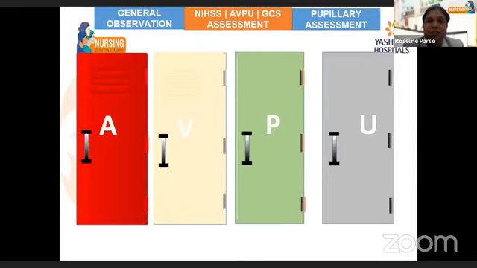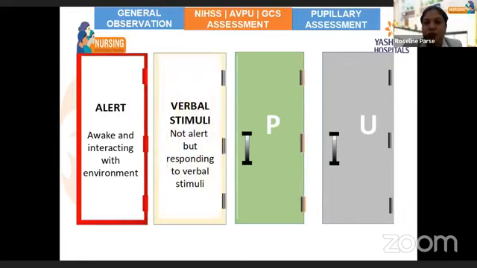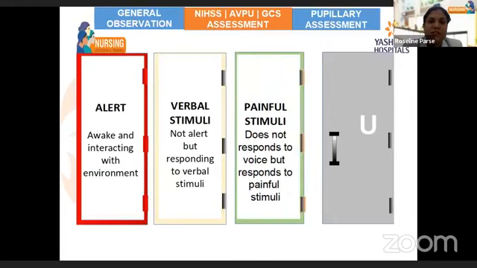The next scale that we usually follow is the AVPU scale for the level of consciousness. A, when the patient is completely alert, awake, and interacting normally with the environment. So he's completely oriented. Verbal stimuli: he is not alert, but responding to verbal stimuli. Painful stimuli: he does not respond to voice, but he responds to painful stimuli. What are the different kinds of painful stimuli? We will learn in the next slide.